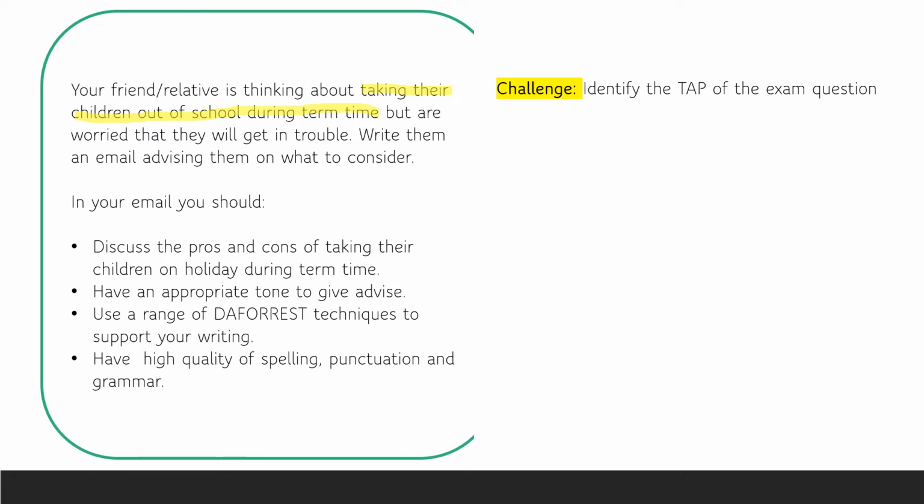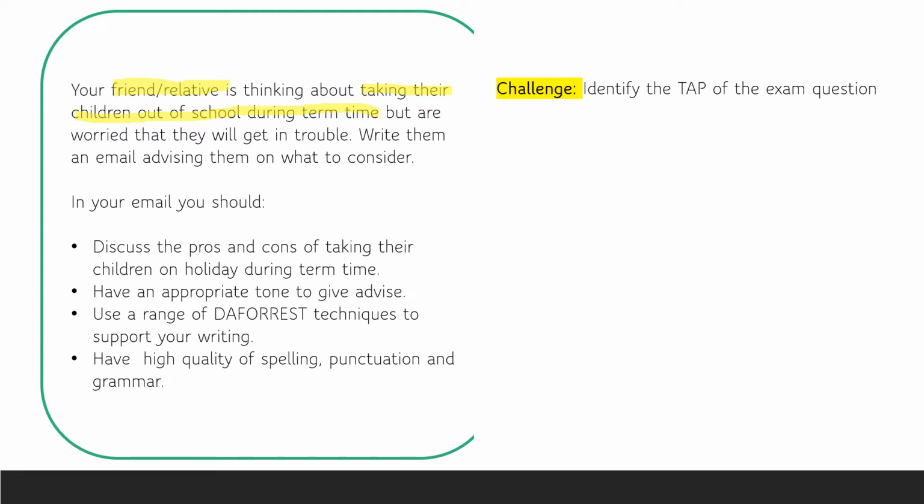Then the audience. Whenever we say the audience, we mean who is this going to be aimed at, who are we talking to or writing to. It says there at the start of the question that it is a friend or a relative. Now this is a really important thing to consider when you're doing your writing assessment. Think about the kind of language you would use when you're talking to a friend or a relative and how that might be different from, let's say, talking to an employer.